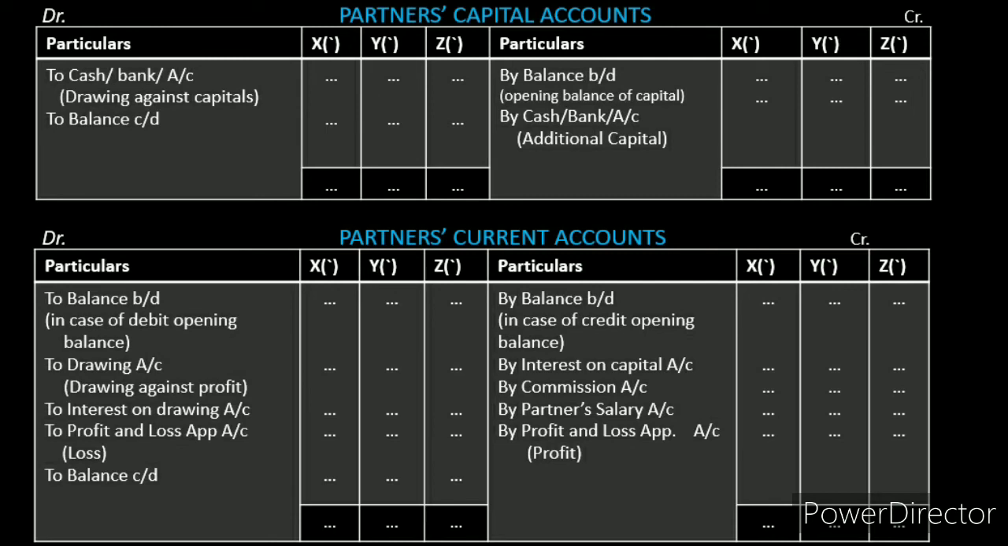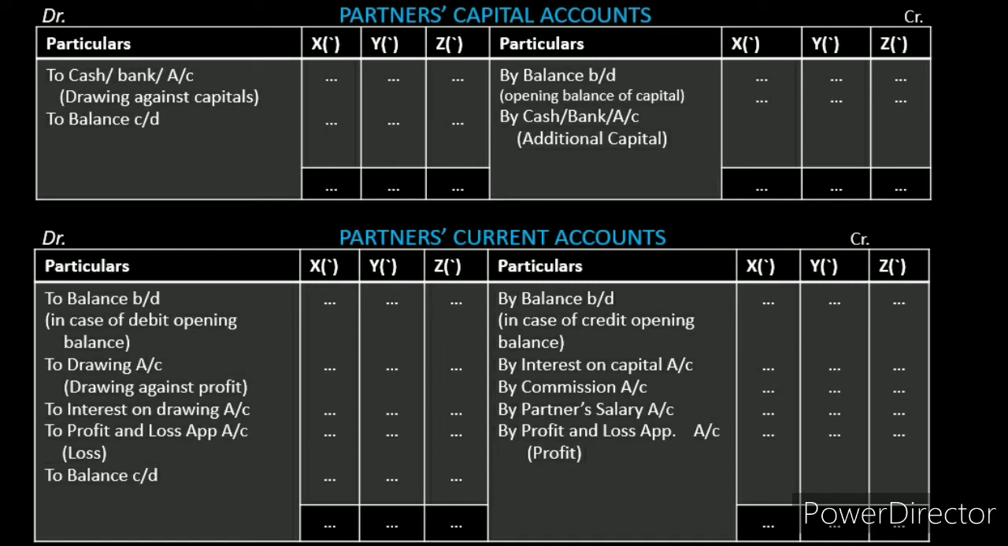Here is the partner's capital account format under the fixed capital account method. In this method, we study how the entries are passed in this account. The partner's capital account is credited first with the balance brought down, that is called the opening balance. After this, what are the things that will increase the capital? If more money is invested, then our capital will increase. It is written as by bank, as additional capital or introducing capital.